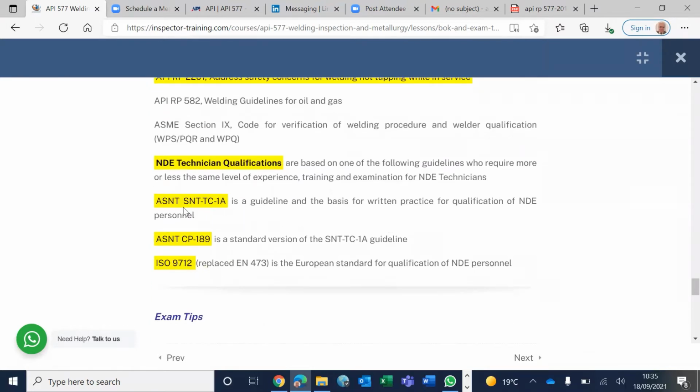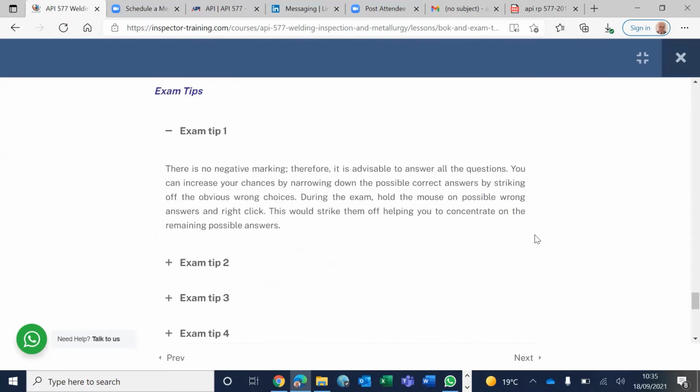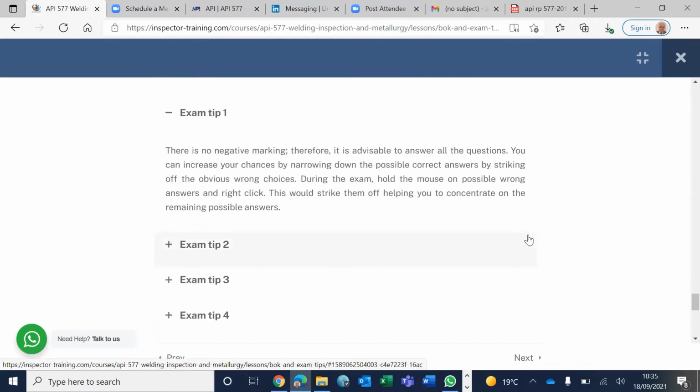And then NDT qualification, we have 3 guidelines and standards: ISO 9712, CP189, which is actually again a standard, but a version of the ASNT CP-189. And they more or less say what is the eye test, what is the responsibility of the levels of NDT, level 1, level 2, level 3, etc.